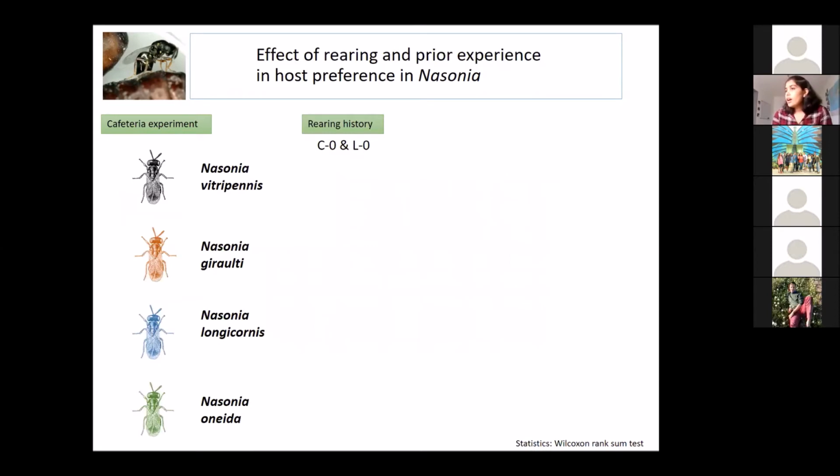So yeah, after calculating the preference index, the first question that I asked was: what is the effect of rearing and prior experience? First, let's see the effect of rearing history. To understand the effect of rearing history, I compared the preference index between the wasps that were reared in Calliphora and reared in Lucilia, and they were naive and did not get any experience.